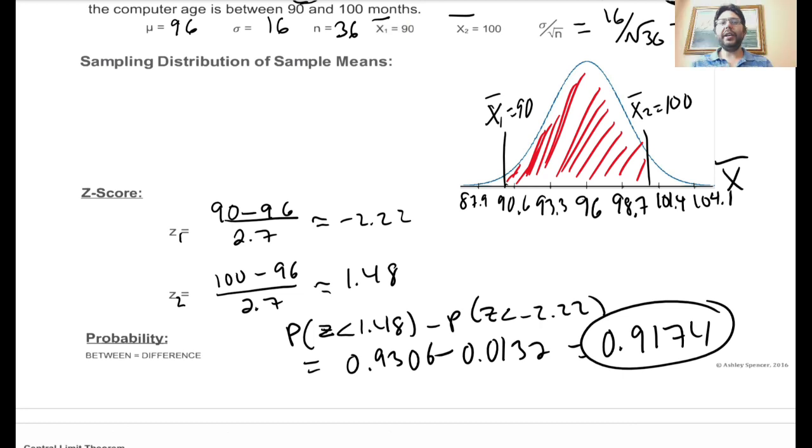So the probability that we get a mean computer age between those two is 0.9174. All right, so that is the central limit theorem. It's very similar to what we did before, but you just got to remember that sigma over square root of n. There's a few little differences here and there.